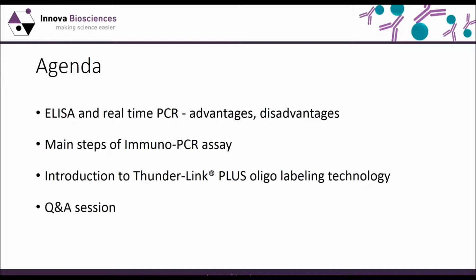In the presentation today, Emma will describe how Immuno-PCR draws on the advantages of both ELISA and real-time PCR. She'll go through the main steps of an Immuno-PCR assay and introduce you to our ThunderLink Plus technology, a quick and easy method of conjugating antibodies to oligonucleotides, making Immuno-PCR considerably more accessible as a method of immunodetection.